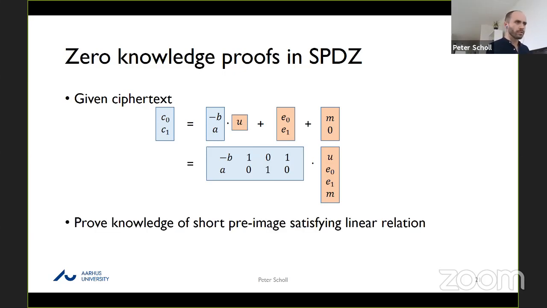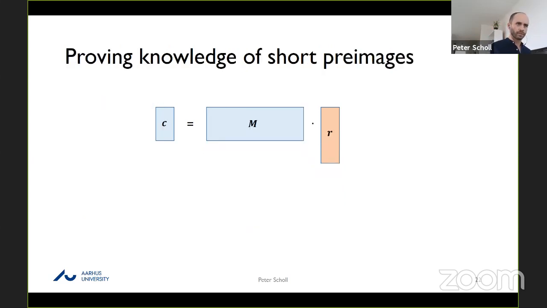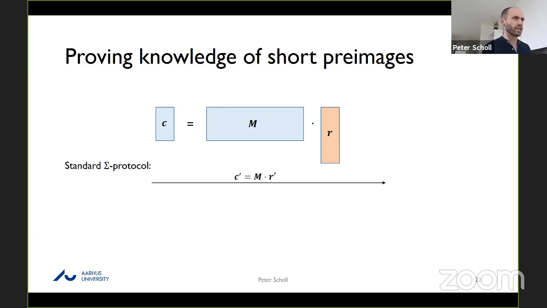So what we want to do is just prove knowledge of some short preimage that satisfies this linear relation. So we have some known bounds on the sizes of, say, the noise terms and the message we want to verify. We want to prove that this holds. So thankfully, there's a lot of techniques for doing this that have been studied over the last few years, mostly building on work of Vadim and others.